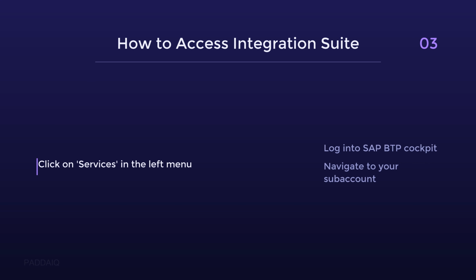Click on Services in the left menu. This opens a directory of all available services in SAP BTP. For instance, a developer needing to automate data sync between systems would select Integration Suite from here to begin. This straightforward step is your gateway to all integration tools.